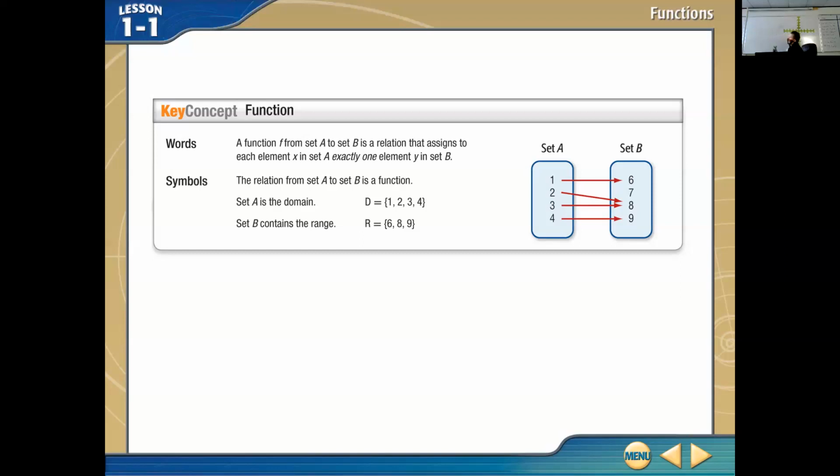And looking at our mapping there, you can see that 1 maps to 6, 2 maps to 8, 3 also maps to 8, and 4 maps to 9. Most people would say that this doesn't work because 2 and 3 map to the same y value. Understand that that's not a requirement of a function. It's only that each x value is independently assigned a y value.